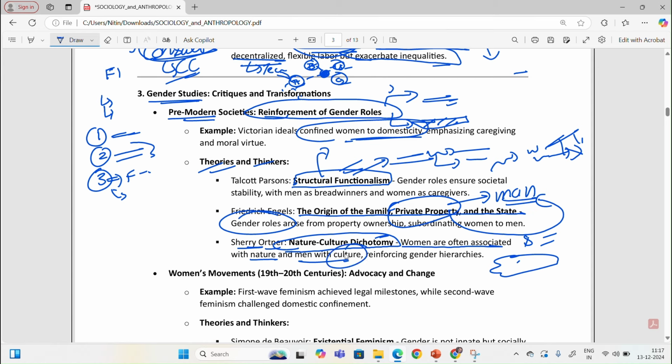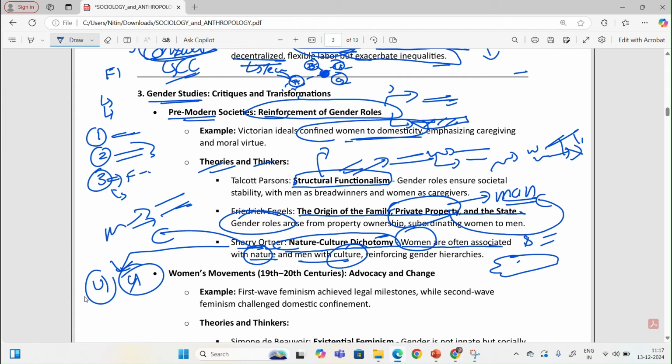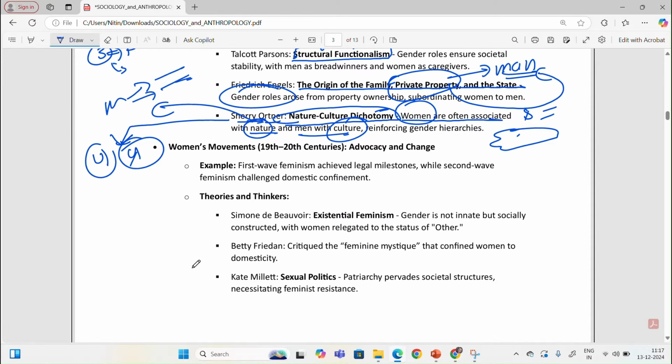So men were associated with culture, but nature, we say Mother Earth, the job of caregiving, of maintaining stability of the household, was said to be of the female, and women were associated with it. Even in Indian thinking or Indian theology, there is something known as Purush and Prakriti. Woman is considered to be Prakriti and Purush is male. That's what nature-culture dichotomy was.